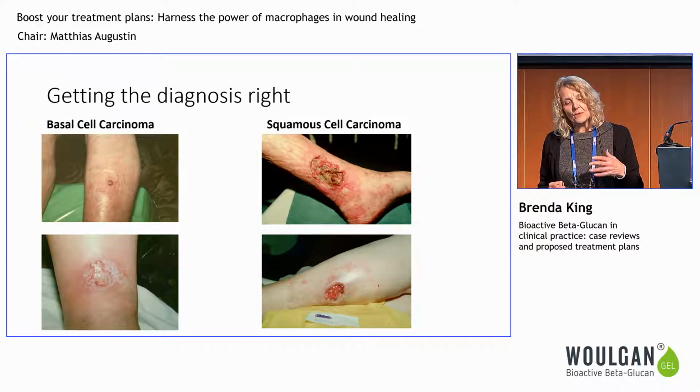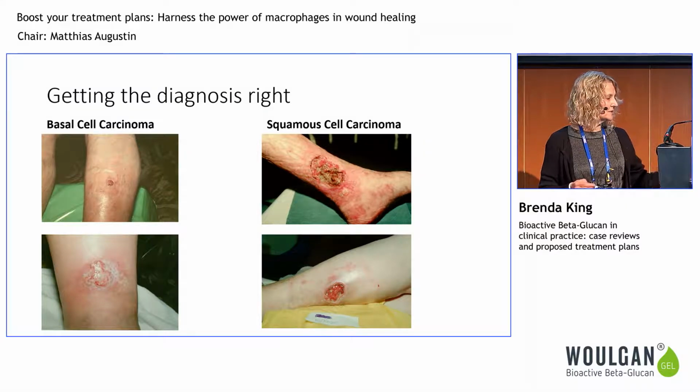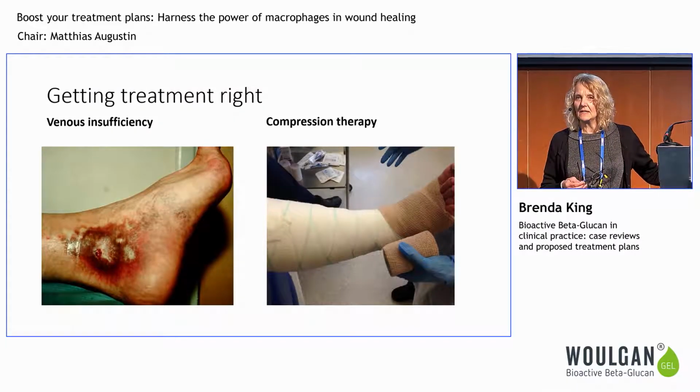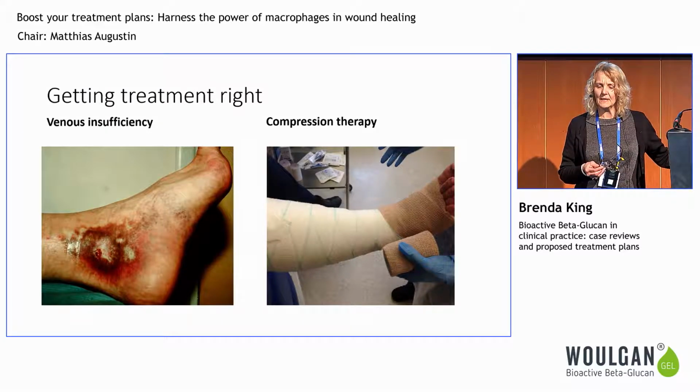We've heard quite a lot about different wound types and this idea that we have wounds that stall in the healing process. You'd think if we get the diagnosis right and we get the right treatment for whatever that diagnosis is, then wounds should heal. But clearly that's not happening.